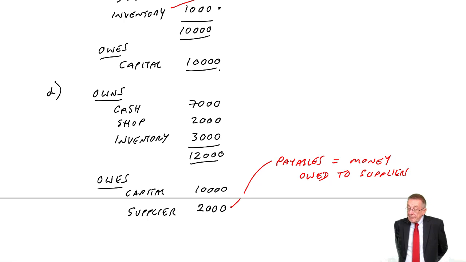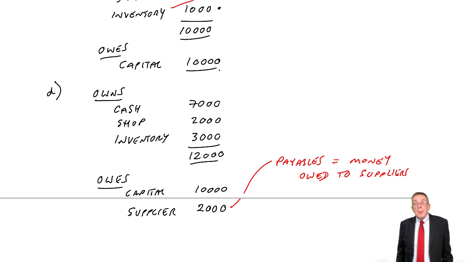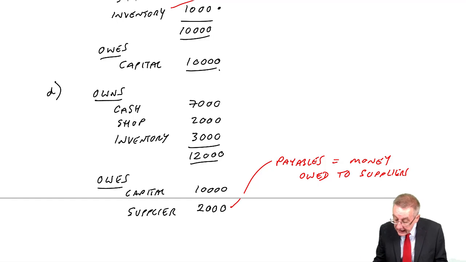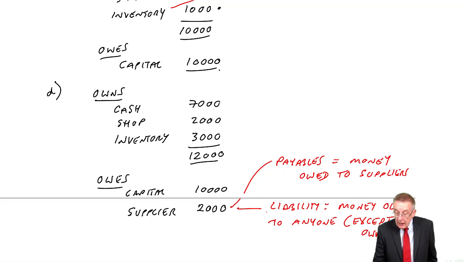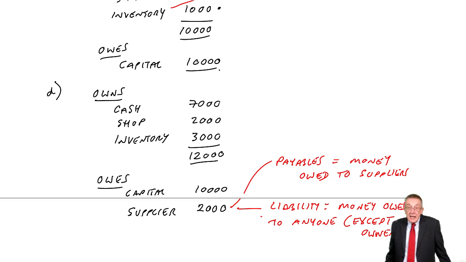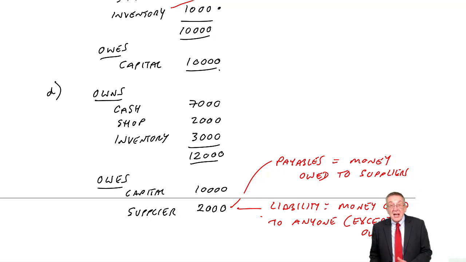Payables here of 2,000. Now, the reason I'm going to mention another bit of terminology, though, is, of course, there are several reasons why you might owe money to people, apart from the owner. Here we owe money because we bought goods. Look at the situation where we owe money because we borrowed from the bank. Well, money owed, whatever the reason, is a liability. Liability is money owed to anyone except the owner. Remember, if it's owed to the owner, it's capital. But any other money owing, whether it's because you bought goods, a payable, or whether it's owed to the bank because you borrowed, money owed to anybody else is a liability.